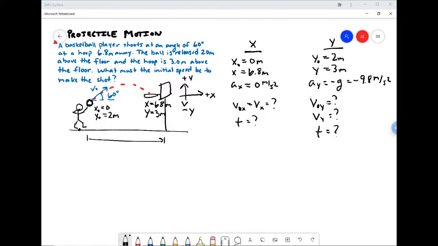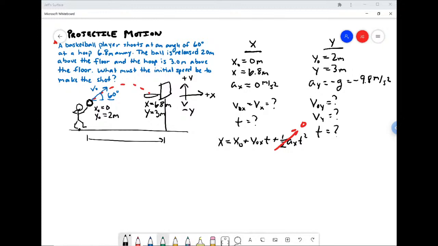The next step is find the physics that connects what you know with what you don't know. All right, so ultimately we're trying to find the initial speed of this ball. All right, so we know that x equals x naught plus the initial velocity in that direction times t plus 1/2 a_x t squared. And this last term will be 0 because a_x is 0.